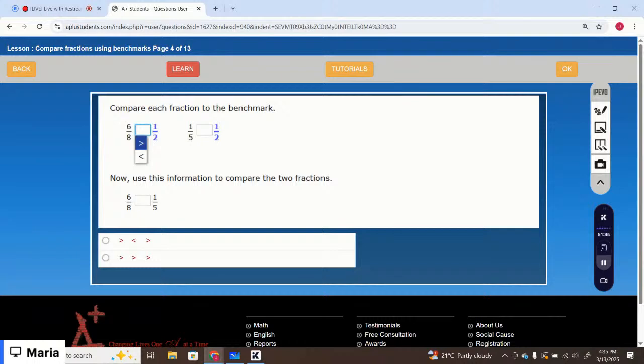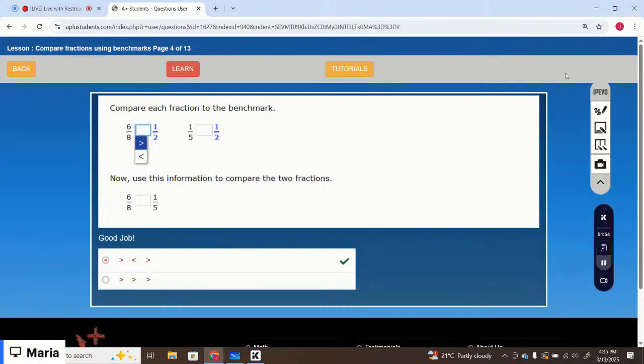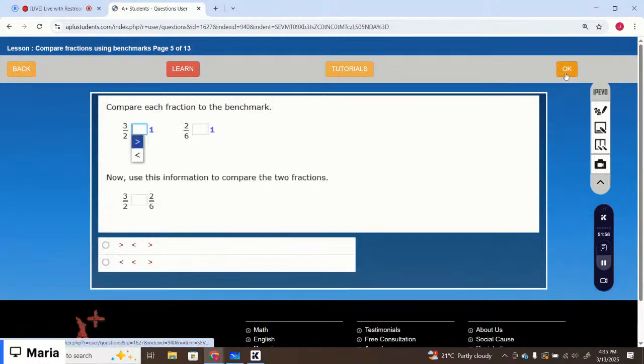Six by eight is greater than half, and one fifth is less than half, right? So 6 by 8 is greater than 1 by 5. Option number 1 is the correct option. Compare each fraction to the benchmark. So which is the correct option?